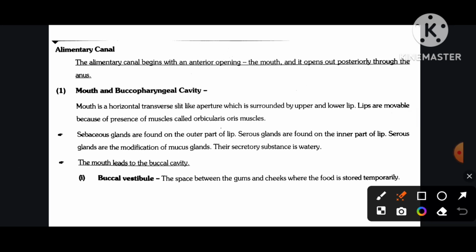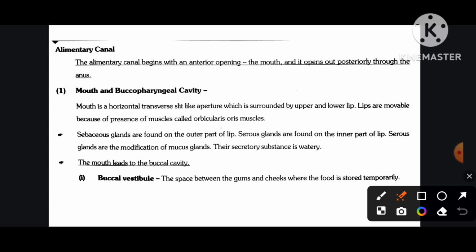Alimentary canal. The alimentary canal begins with an anterior opening, the mouth, and it opens out posteriorly through the anus. Mouth, number 1, and buccopharyngeal cavity. Mouth is a horizontal transverse slit-like aperture which is surrounded by upper and lower lip. Lips are movable because of the presence of muscles called orbicularis oris.